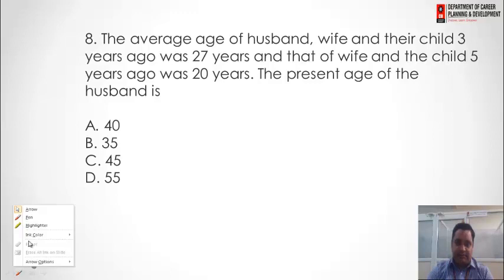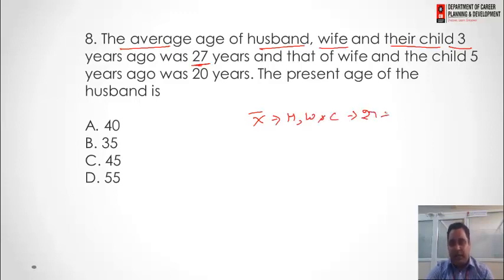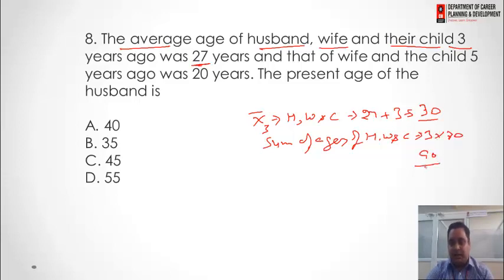Now the next question we have, question number 8 in this series: the average age of husband, wife and a child 3 years ago was 27. Their average age 3 years ago was 27 years. It means the average age of husband, wife and child today is 27 plus 3, that is 30 years. That means this is the average of 3 persons, which further can be interpreted as the sum of the ages of husband, wife and child is 3 into 30, that is 90.